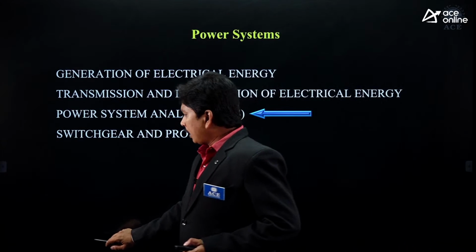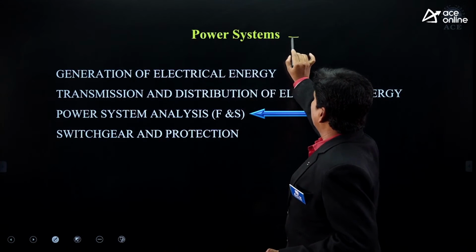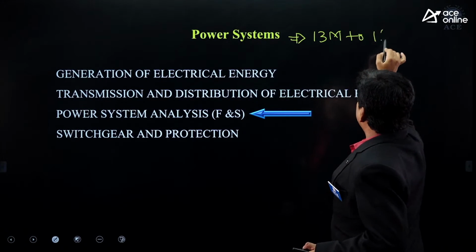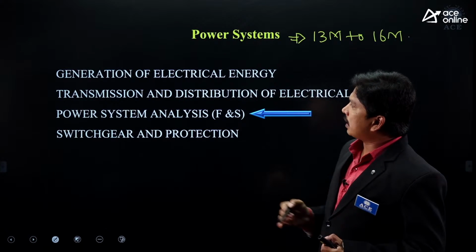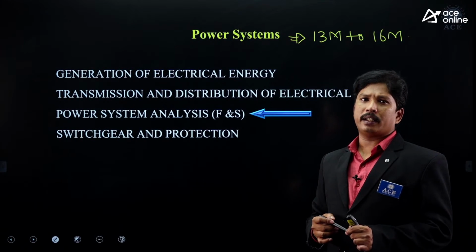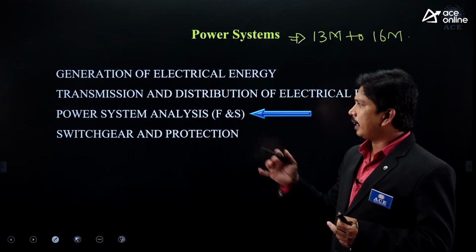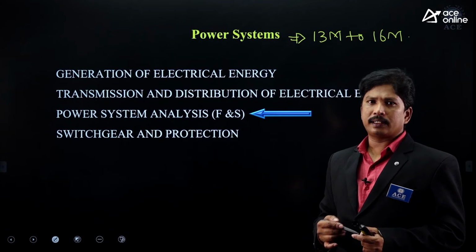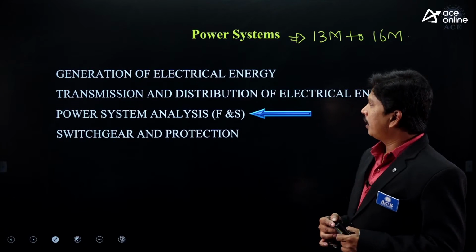So we can say the total weightage of the power system is 13 marks to 16 marks. In that, generation of electrical energy has very less weightage in GATE. Transmission and distribution has somewhat more weightage, and power system analysis, that is faults, stability and load flow analysis, has more weightage. Switchgear and protection has somewhat less weightage.